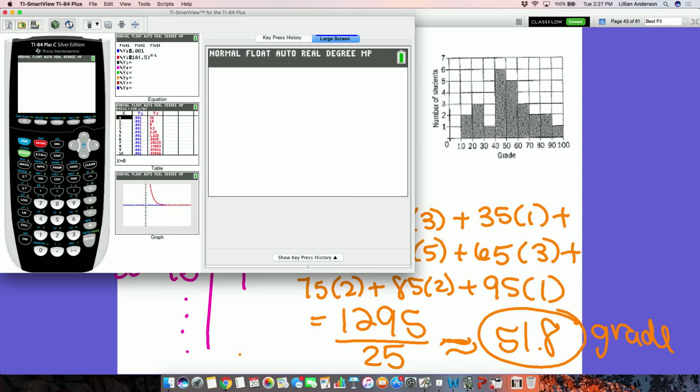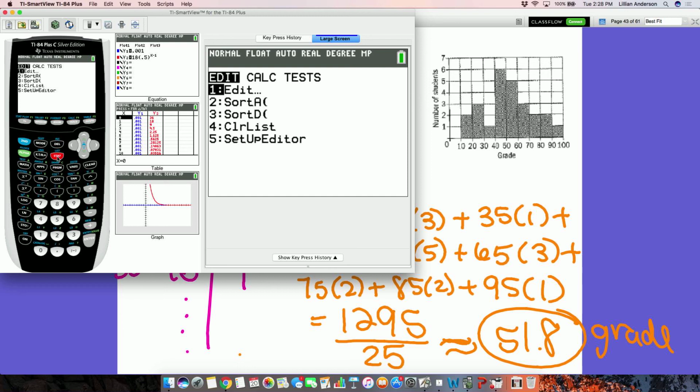Everybody, calculators out. Okay? Calculators out. We are in the statistics unit. So what button do you think we're going to press? Stat. Stat is located two buttons to the right of the alpha button. Now, once you press stat, this comes up.